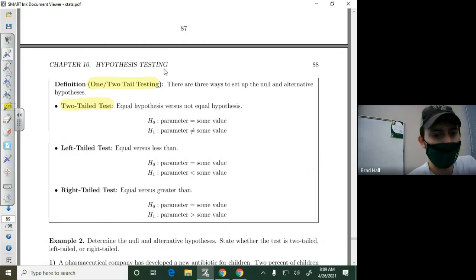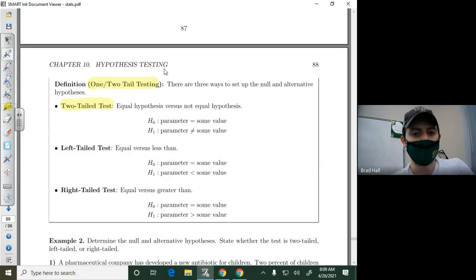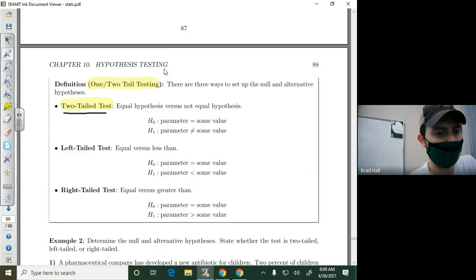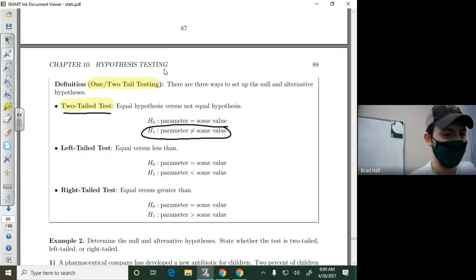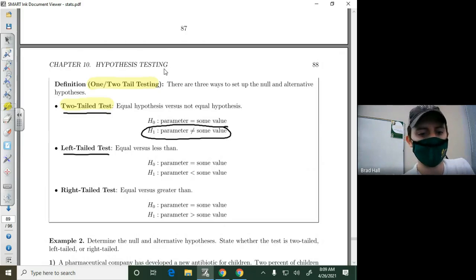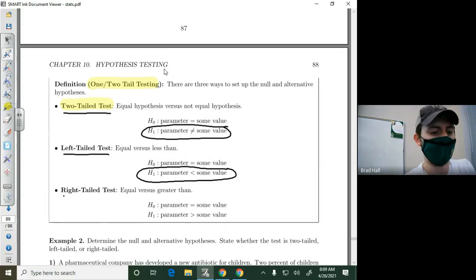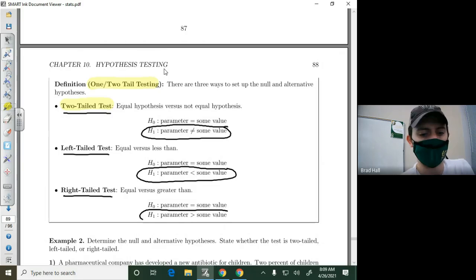Notice how what changes is the alternative hypothesis. For a two-tailed test, we have a not equal symbol. For a left-tailed test, we have a less than symbol. In a right-tailed test, we have a greater than symbol. This is something that you would need to know.